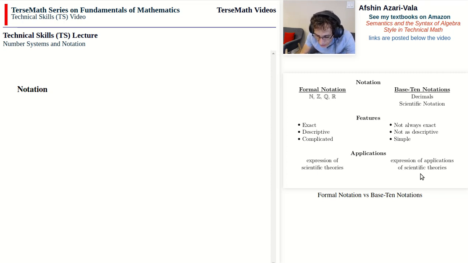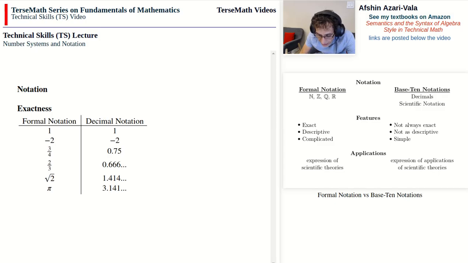So because it's impossible for us to be absolutely exact when we measure things other than direct counting, why bother with this formal notation? Let's go with the simpler decimal notation or scientific notation. And so that's where we use base 10 notations. And as you can see, we are stuck with both of these notations, and that's why we have all of them. Now let's expand a bit more on what we mean by exactness and descriptiveness.